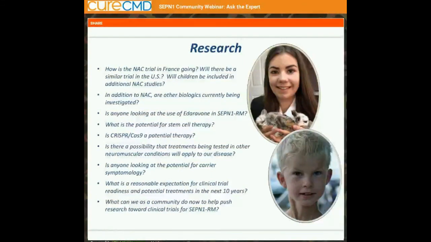Also, in my lab we're working with the mouse model of the disease, but also with patient cultured cells, to validate biomarkers that we can use to measure the impact of NAC treatment, but also of any other treatment in the future. So I expect that in the next 10 years, we may make significant steps to improve clinical trial readiness in this condition. And that's what the community can do to help push research.